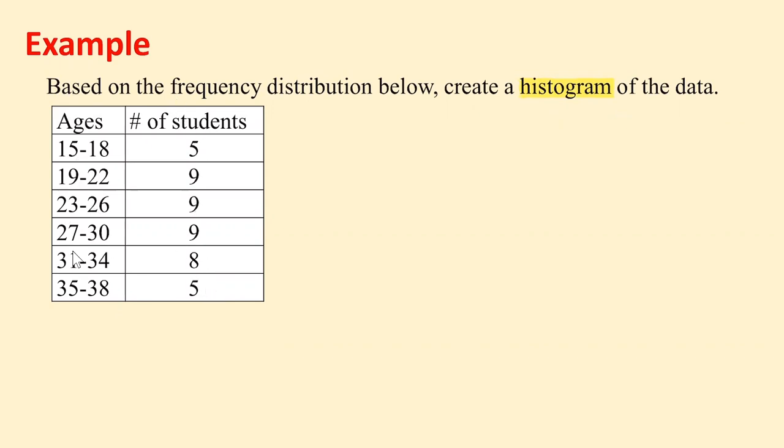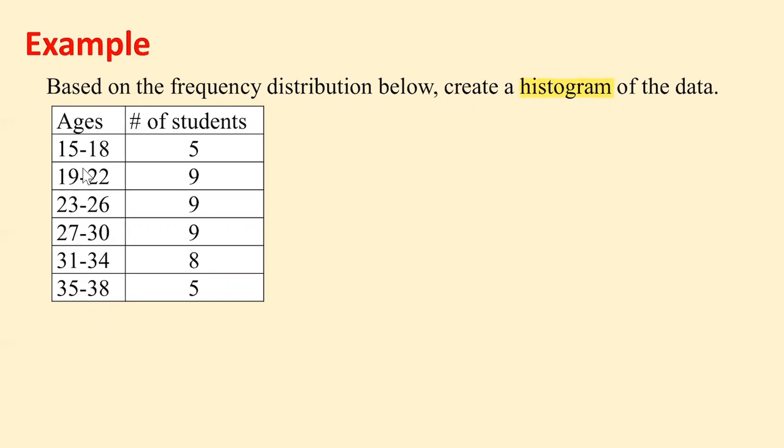Now, if you look at these classes, 15 through 18, and then from 18, we jump to 19, and we are counting from 19 through 22. Again, from 22, we jump one and we go to 23. So you can clearly see that the data is not continuous over here, or the classes are not continuous. So what we need to do is make these classes continuous.